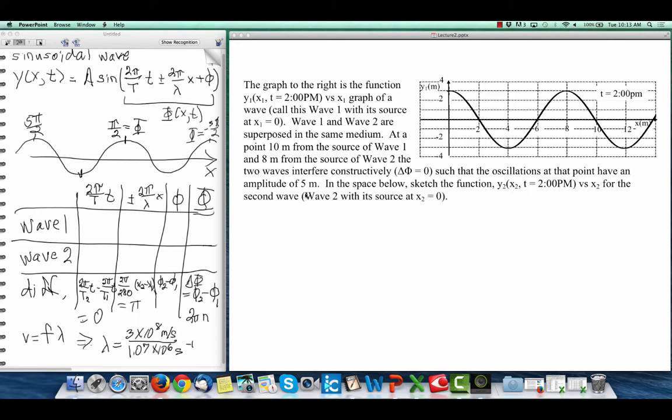Oscillations have an amplitude of 5 meters. So it would go up 5 meters, down to equilibrium, and down 5 meters. So that would be the big oscillations, plus and minus 5 meters at that point where they meet.